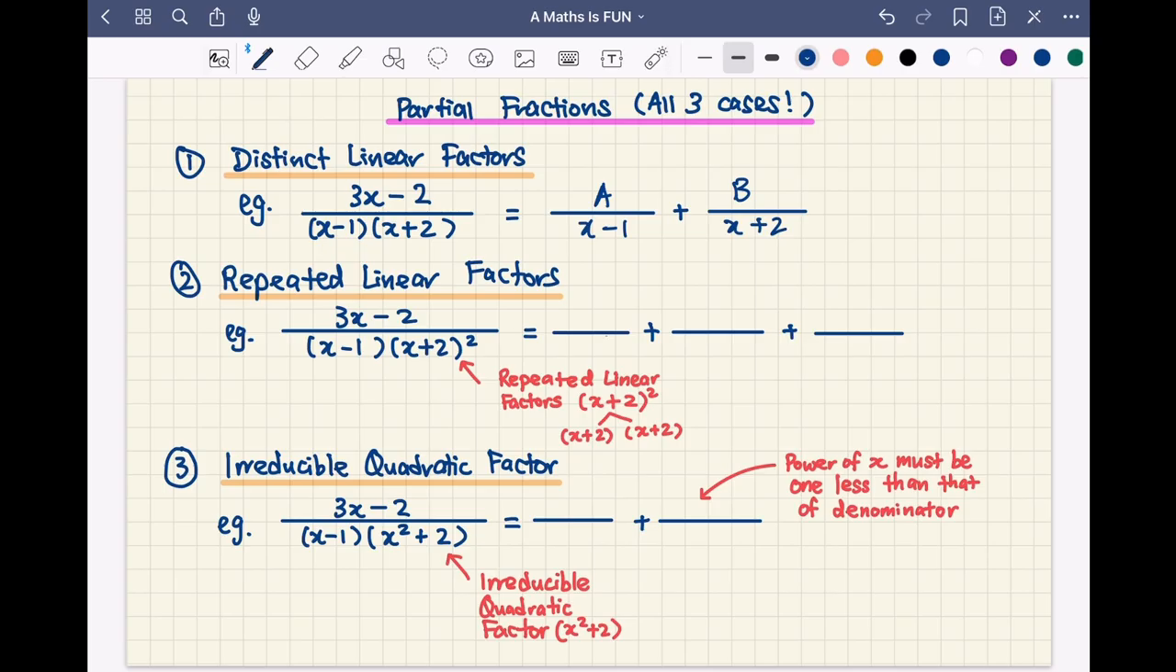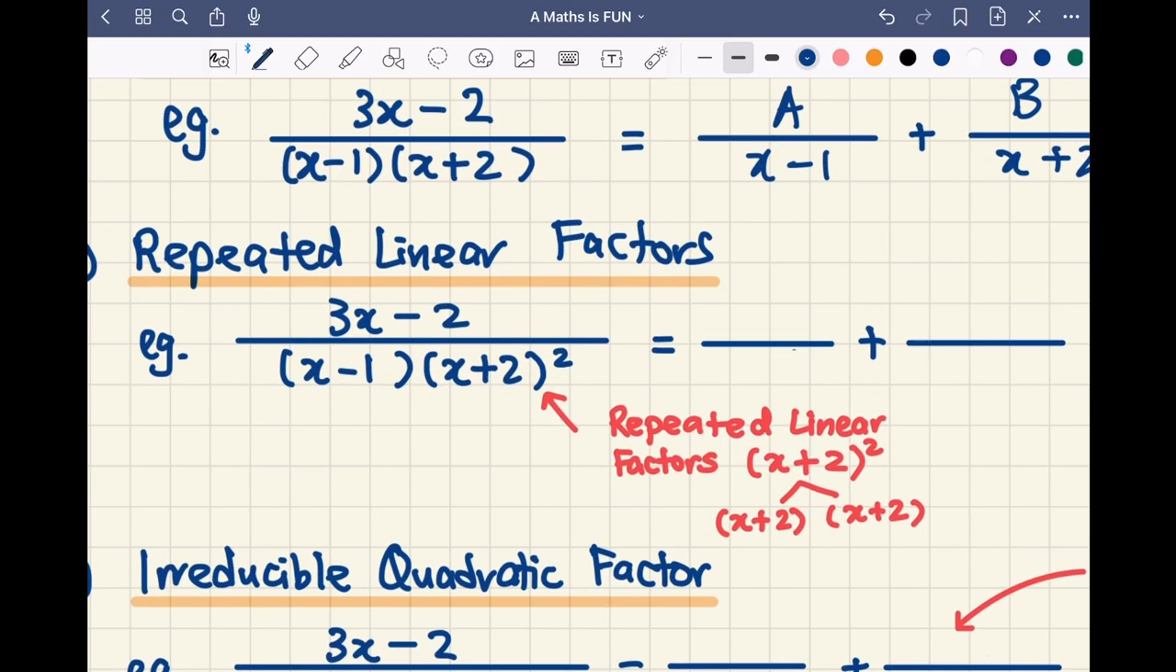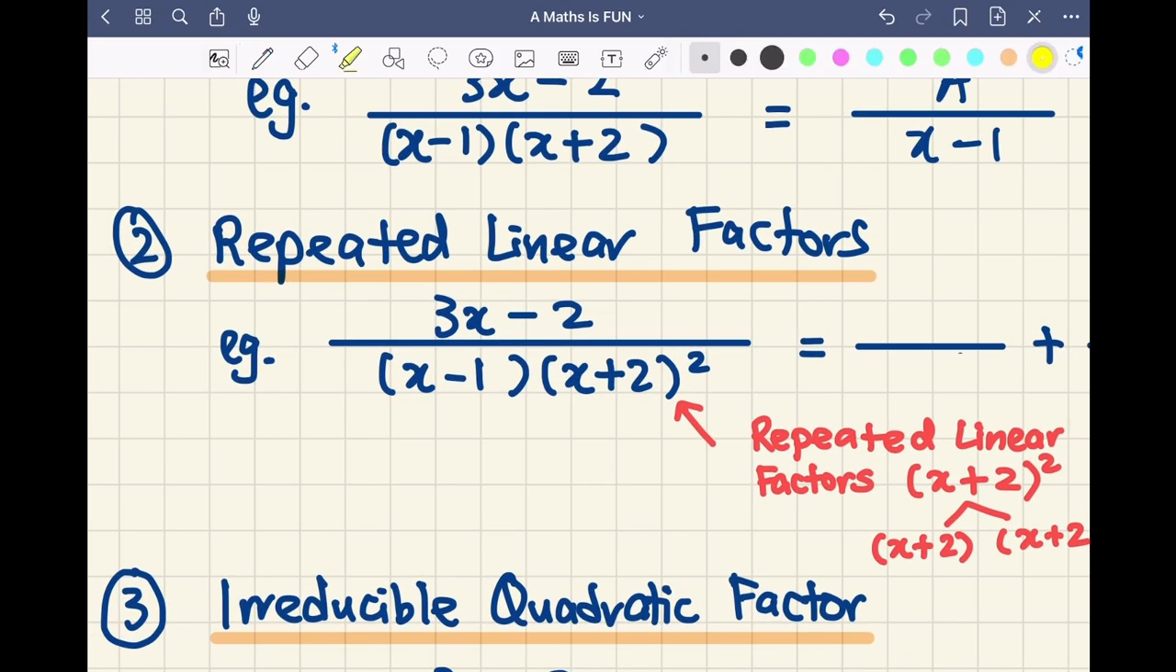So remember that the highest power of your numerator must be less than the denominator, right? So since the denominators are linear expressions, then in your numerator, it is just a constant. Okay, so in some cases, you have linear, right? And then you also have a repeated linear factor.